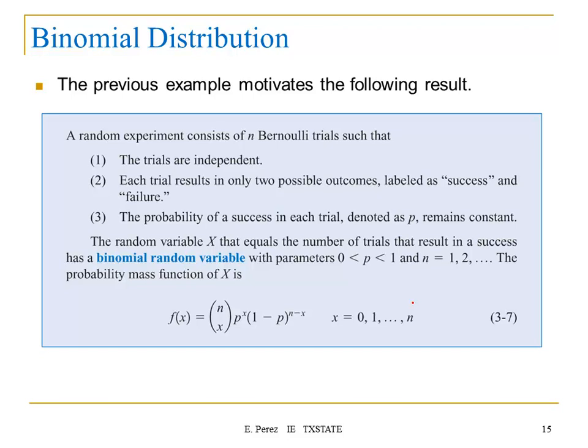So in that first example, the probability was 0.1. That probability was constant. Then the random variable X that equals the number of trials that result in a success is called a binomial random variable. And the probability mass function for that random variable is right here, which is the model that we defined.